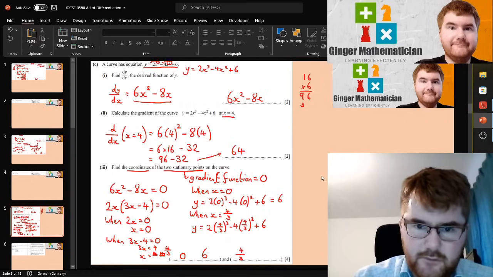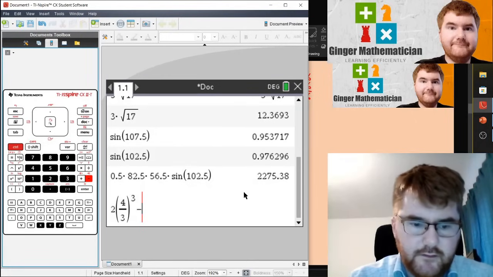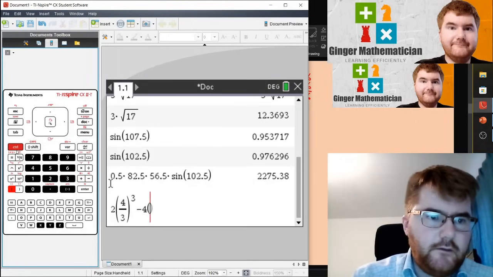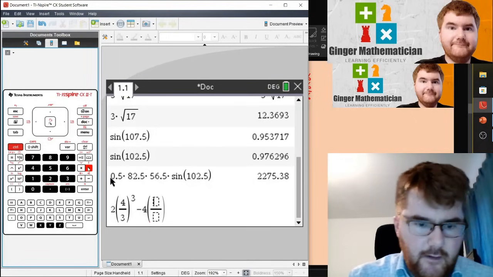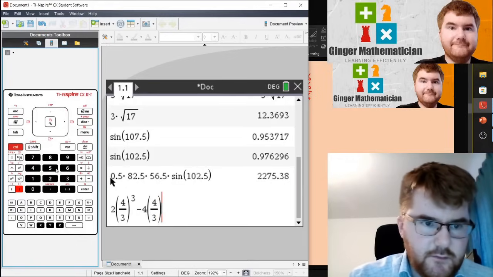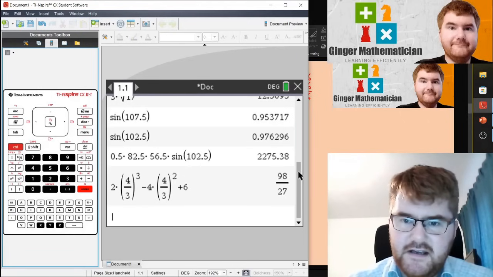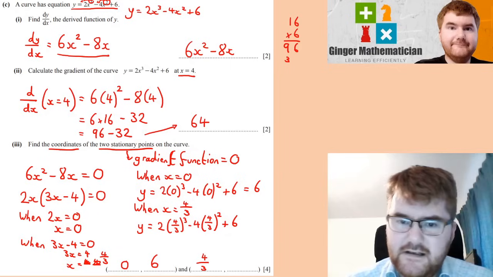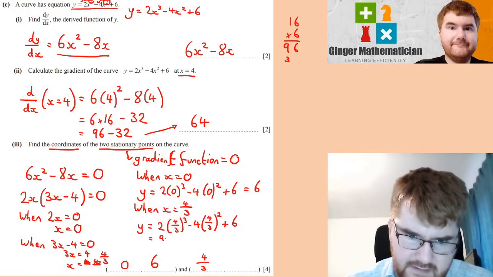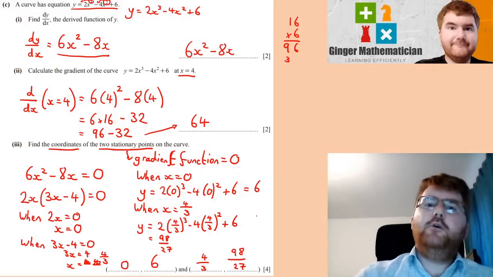Minus. Let's just remind myself what it is. So it's minus 4, open brackets, open brackets, 4/3 squared plus 6. Press enter, and then you'll generate your answer of 98/27. So this is where the calculator is very handy to work out these more complex calculations of fractions, and that gives me the y coordinate of the other turning point, like so.